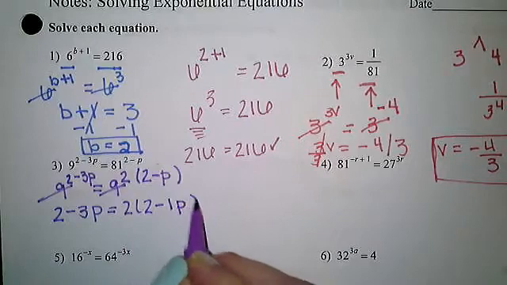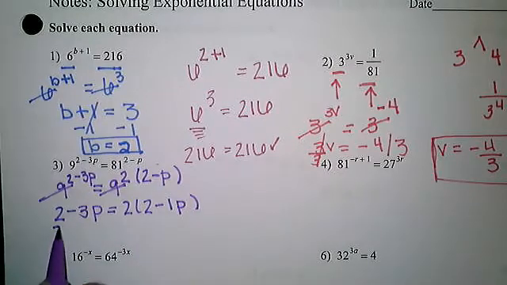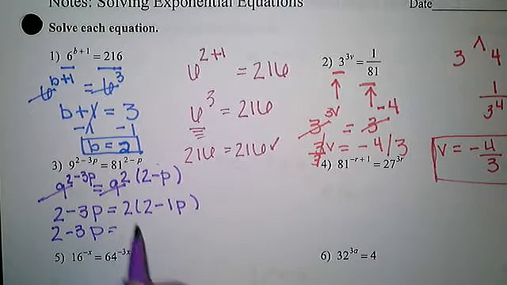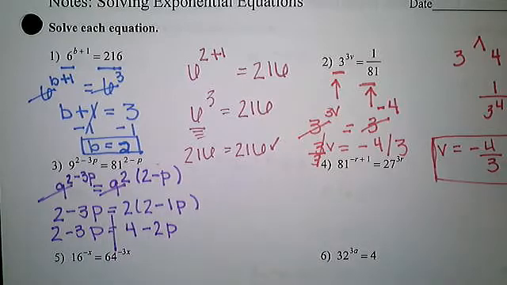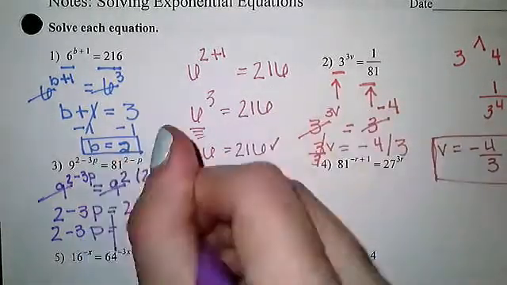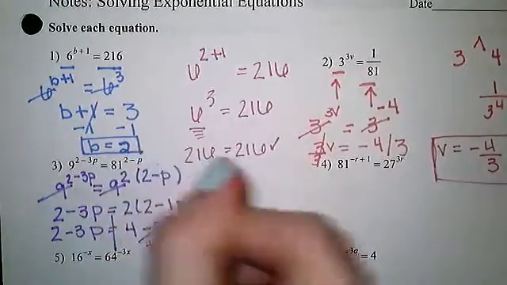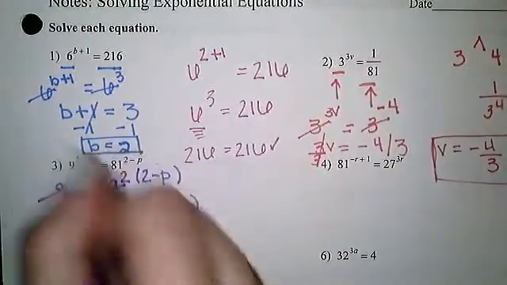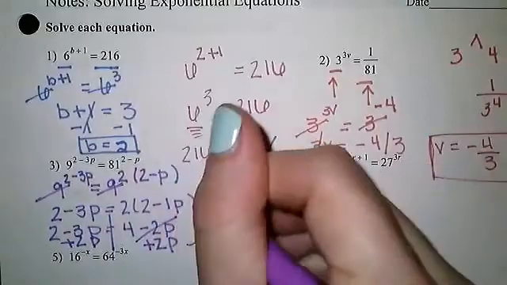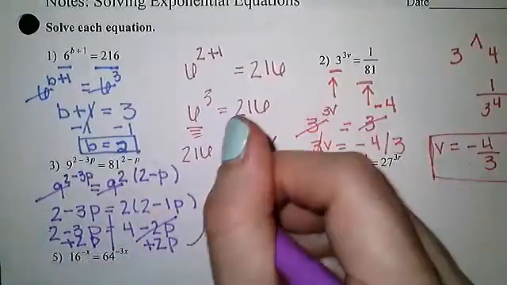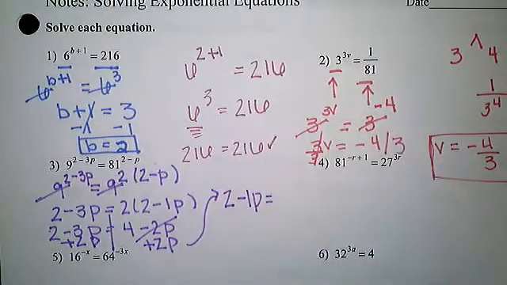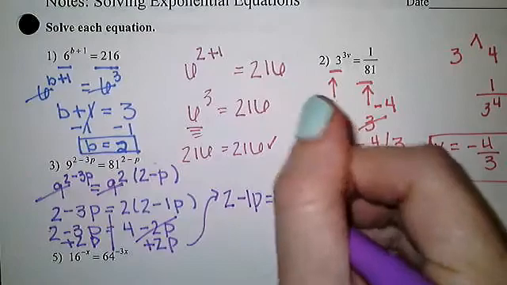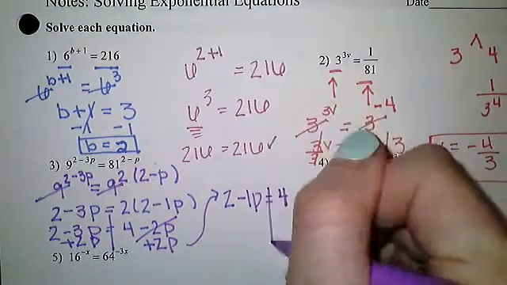You can put an invisible 1 in front of that p if you would like. We'll use our distributive property. So 2 times 2 is 4, and 2 times -1p is -2p. We'll move our letters to one side. I'm going to add that 2p over to the -3p. Carry that over here. We're going to keep our 2. -3 plus 2 is -1p, or just -p, and we have our equals 4.